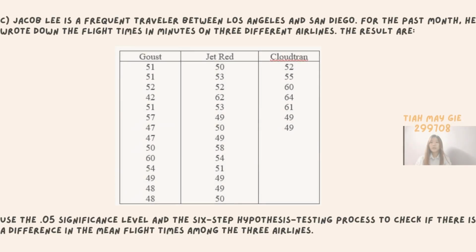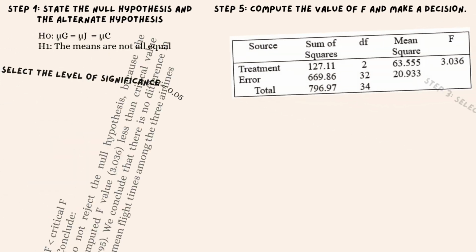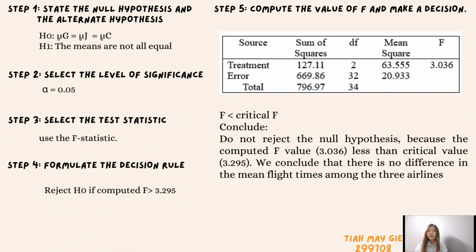And question C. Jacob Lee is a frequent traveler between Los Angeles and San Diego. For the past month, he wrote down the flight times in minutes on 3 different airlines. The result is given in the table below. Use the 0.05 significance level and the 6-step hypothesis testing process to check if there is a difference in the mean flight times among the 3 airlines. Step 1. H0 is mean G equals mean J equals mean C, and H1 is the means are not all equal.